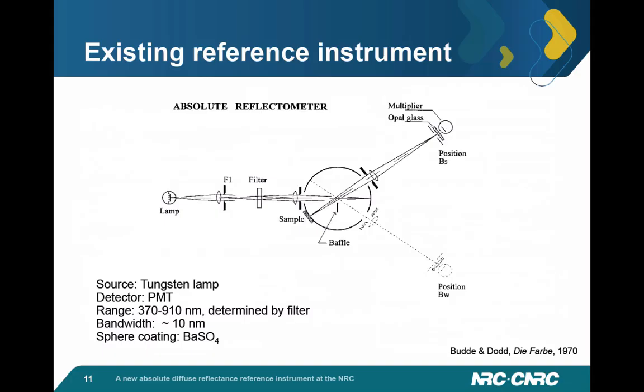In particular, the light source at present is a tungsten lamp that works in combination with a series of narrow bandpass filters. The disadvantage of this is that we're stuck with the wavelengths defined by these filters and also the bandwidth defined by these filters. And what's more, the interchange of these filters is also manual. So as you can imagine, this is a pretty laborious process acquiring a spectrum.